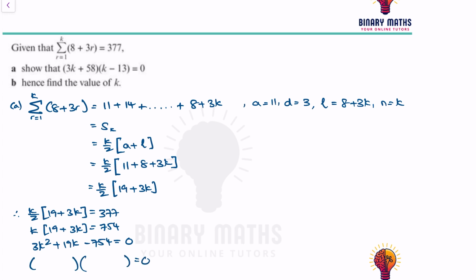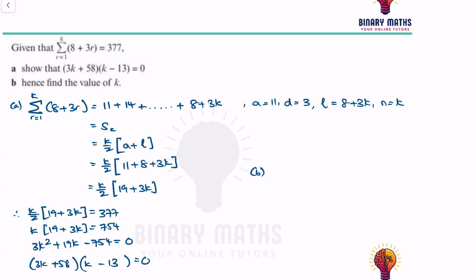Now I know this can be factorized to 3k and k. All I need to check is that 58 times minus 13 does give me minus 754, and the middle terms do expand to give me 19k, which it does. So 58 and take away 13 here. So that is it.